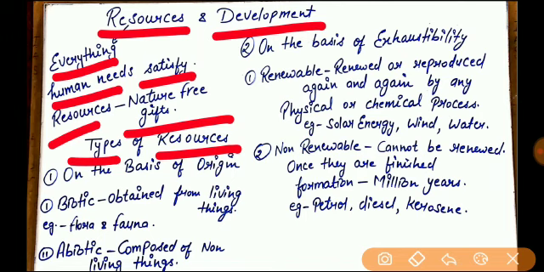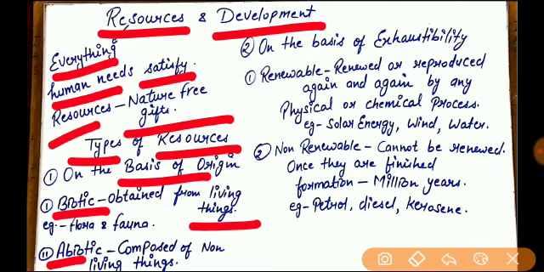Resources are of different types. Firstly, on the basis of origin, there are two types of resources, biotic and abiotic. So what are biotic resources? Resources that are obtained from living things like flora and fauna. Whatever we are obtaining from the biosphere and that is composed of life is called a biotic resource.